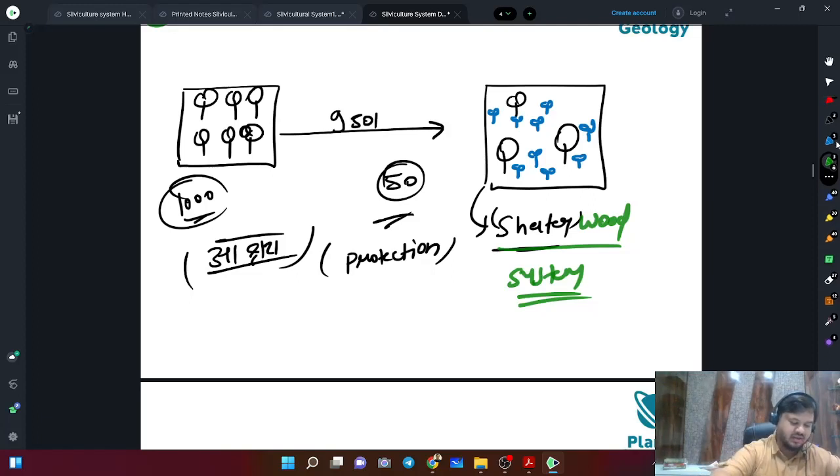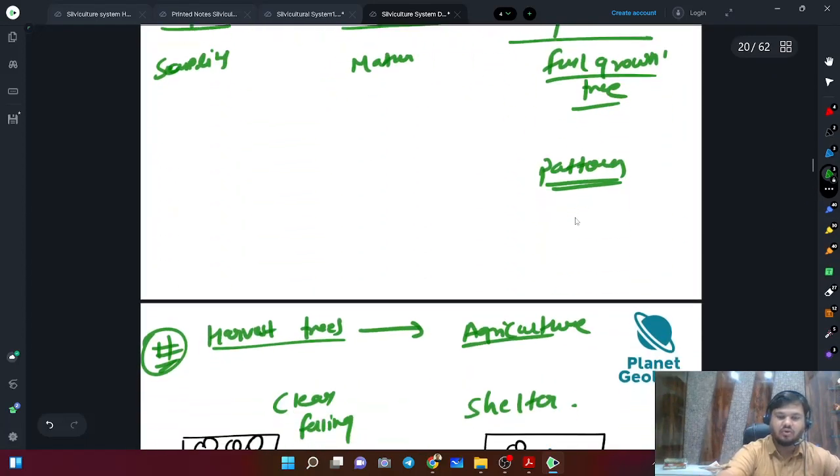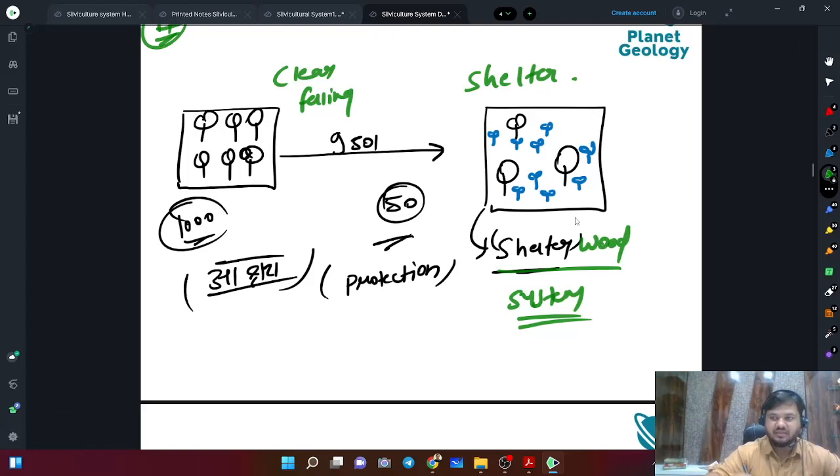So what is the advantage of this system over the clear felling system? I also forgot to mention that in the clear felling system, when you grow new trees after cutting, there is a lot of regeneration problem, because it is all open area and we have small seedlings. Even grazing and browsing animals can enter the field and destroy them, right? And apart from this, wind, soil erosion, and rainfall will cause damage.